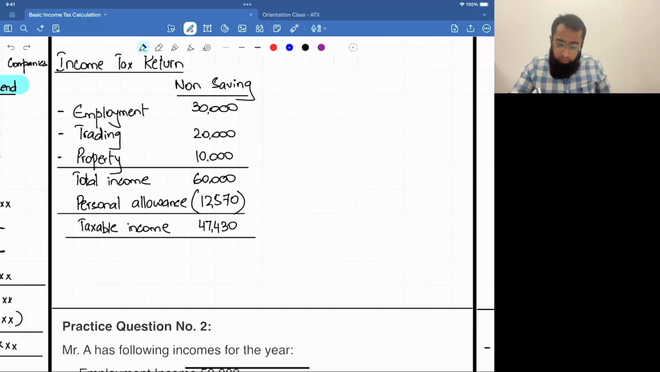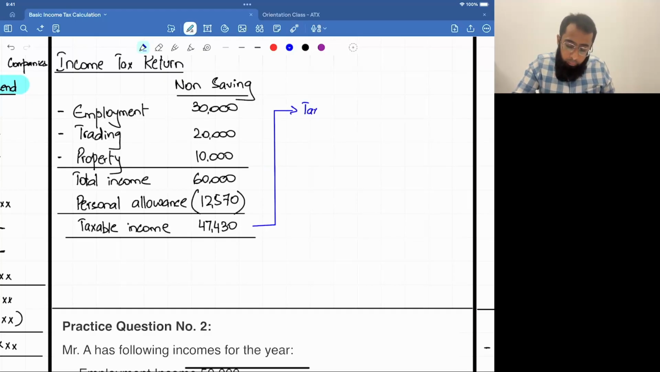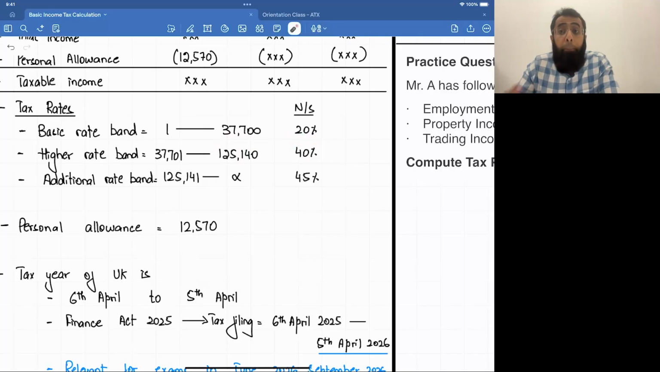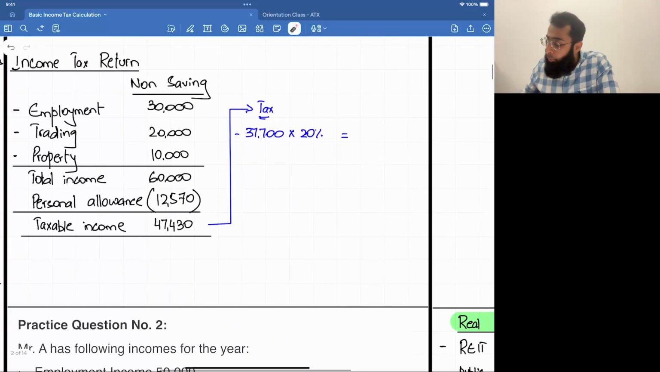Let's apply tax on it. Now, on first 37,700, the rate of tax is 20%. See, we studied it. Till first 37,700, it's 20%. Basic rate band, the initial. These are the bands, the slots, slices. First 37,700 at 20%. So it is 7540.